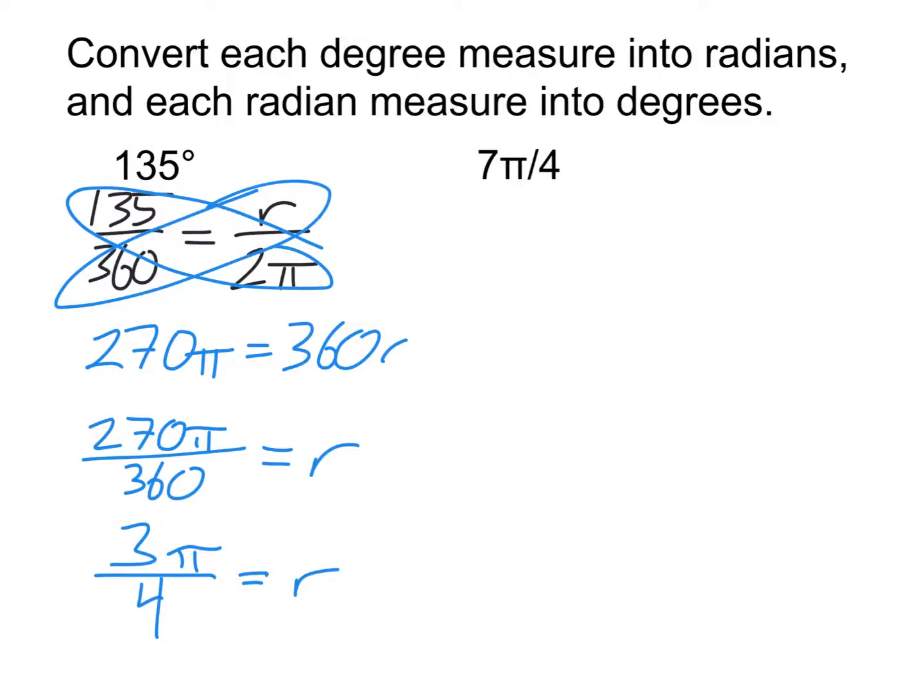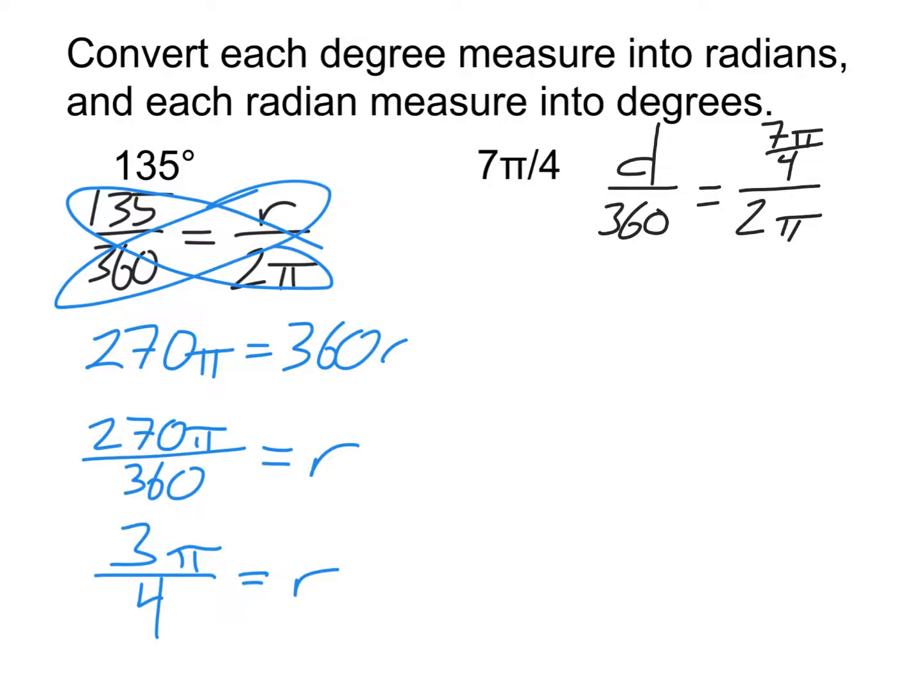Now on to the 7 pi over 4. Again, my setup is the same. I'm still going to start with d over 360 equals r over 2 pi. In this case, I know the 7 pi over 4, that's my radians, so that's going to go in place of the r. So I go 7 pi over 4 on the top of that fraction. I do not know d. That's what I'm trying to find, so it stays a d.